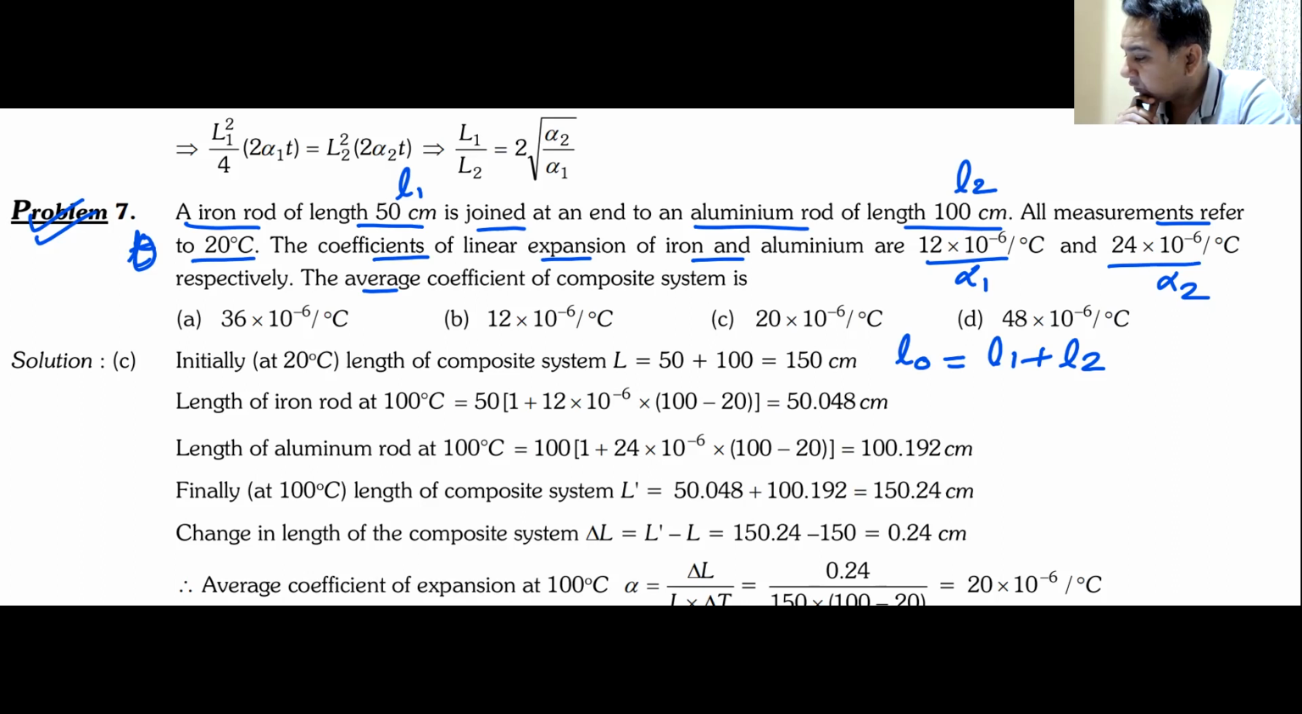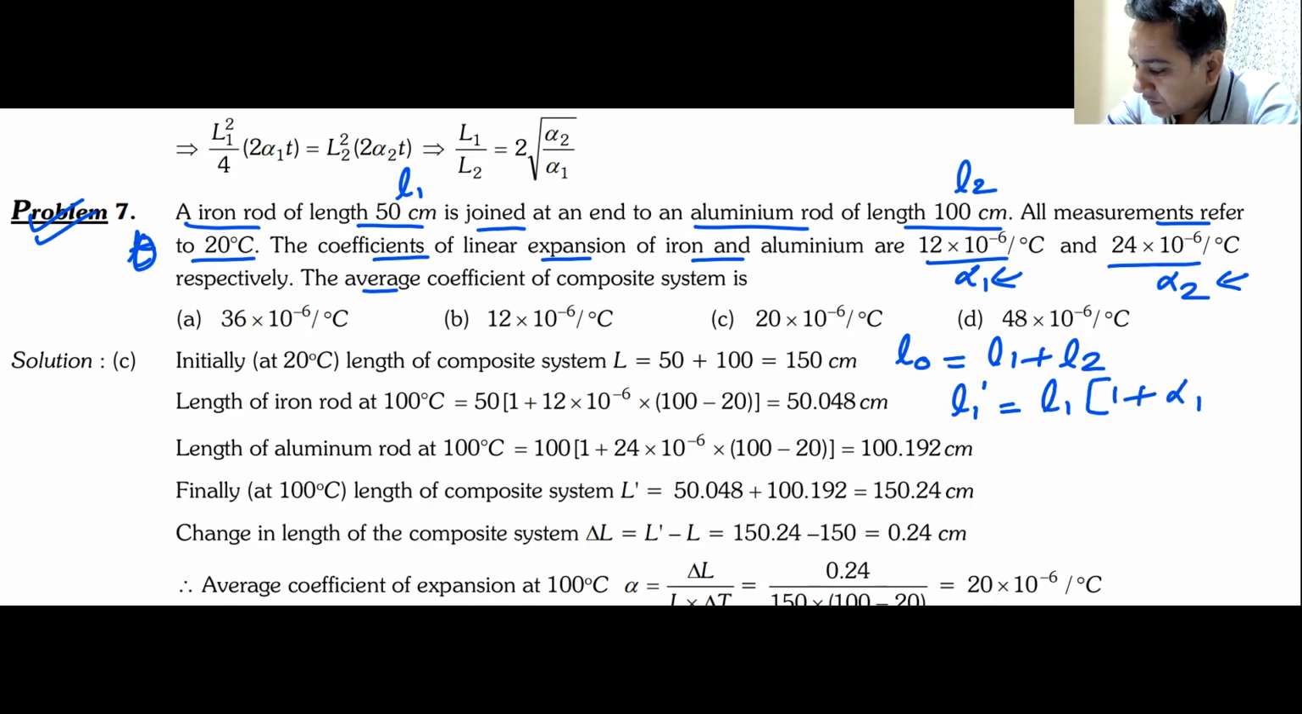Now, what else is given to you? You are given alpha 1 and alpha 2. From alpha 1 and alpha 2, I can find out the length L1 dash. What is L1 dash? The new length of the iron rod. So that will be equal to L1 into 1 plus alpha 1 into delta theta. Is it correct? Yes or no? Yes, sir. Okay.